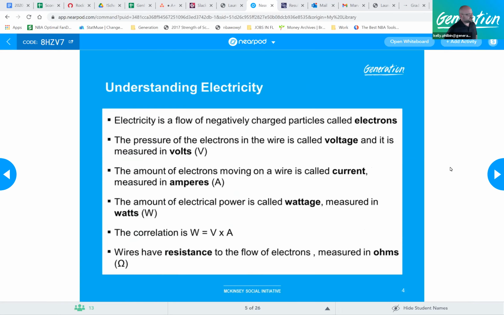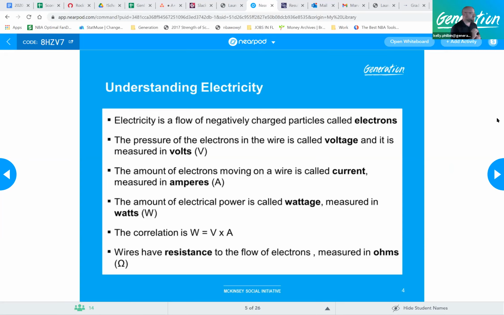And the voltage, I think we've gone over this a little earlier, that is the pressure of those electrons through the wire. And obviously voltage is measured in volts. And the total amount of electrons traveling through would be called the current, and that is measured in amperes or amps. The amount of electrical power is called wattage, measured in watts.